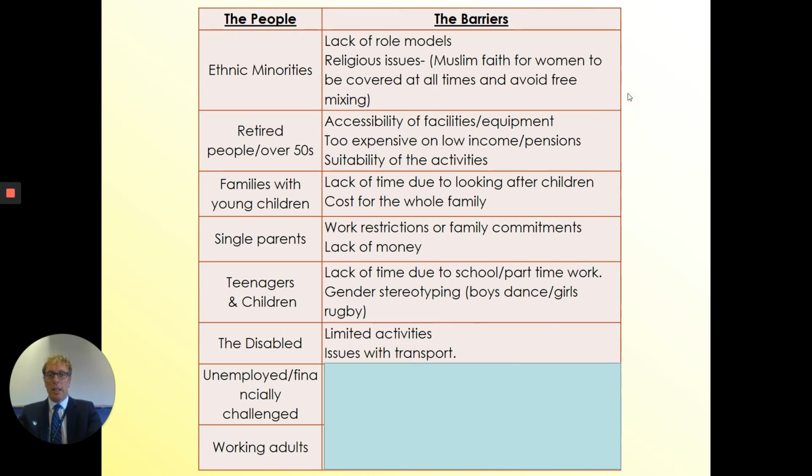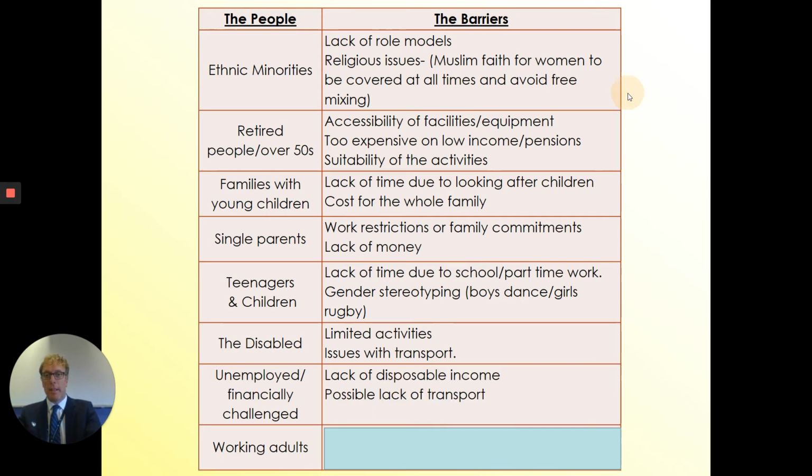For disabled people, limited access is going to be an issue depending on what activity you want to take part in, and there might be a lack of facilities as well. And depending on your level of disability, you may have an issue with transport as well, getting there. For the unemployed, the essential issue here is a lack of disposable income, so it's unlikely you're going to have the money to take part in certain activities. And if you don't have much money, you might potentially not have a car as well, so again, transport issues might be an issue.